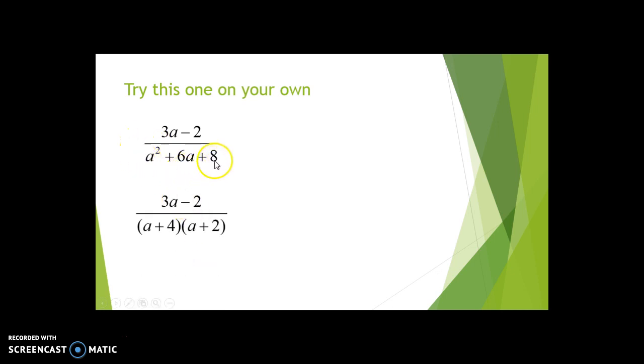The first thing I did was factors of 8 that add to give me 6. That's 4 and 2. 4 times 2 is 8. 4 plus 2 is positive 6. I set them both equal to 0. And when I subtracted 4 and subtracted 2, I got negative 4 and negative 2 for my answer. So if you didn't get that right, check how you factored it.